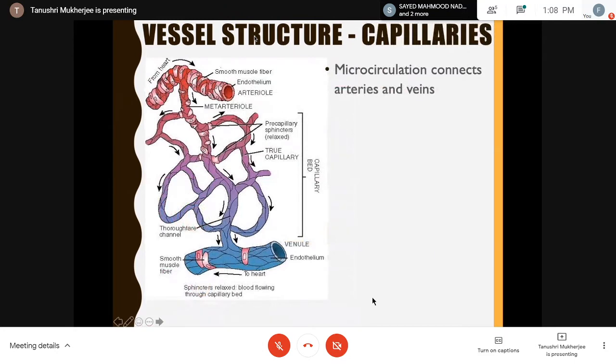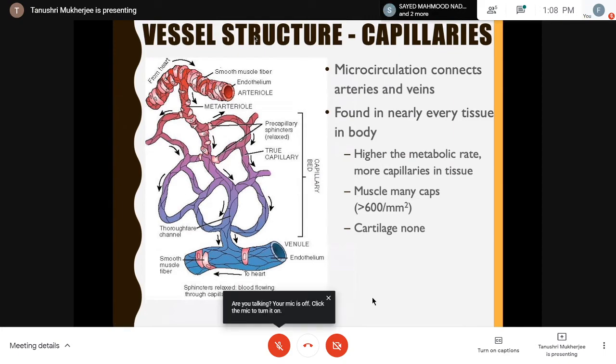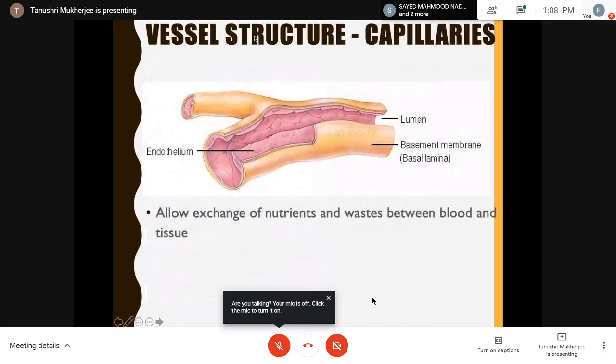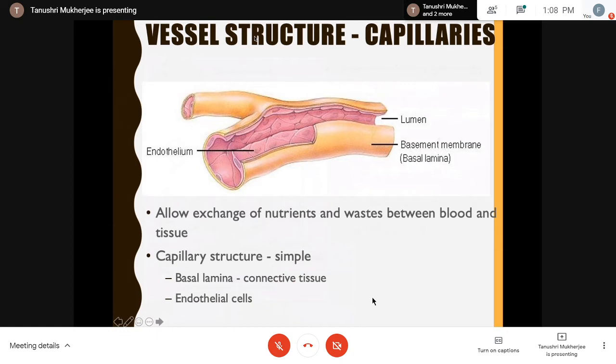Then the microcirculation connects the arteries and veins. Capillaries are found in nearly every tissue in the body. The higher the metabolic rate, the more capillaries in the tissue. They allow exchange of nutrients and waste between blood and tissue. Capillary structure is simple, with a basal lamina and endothelial cell lining.